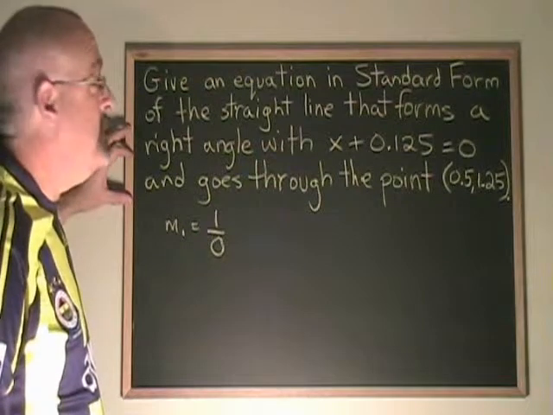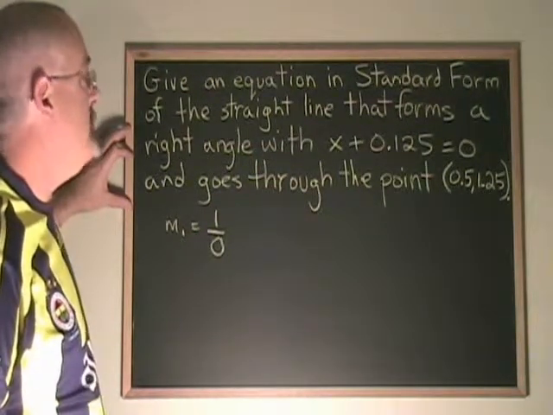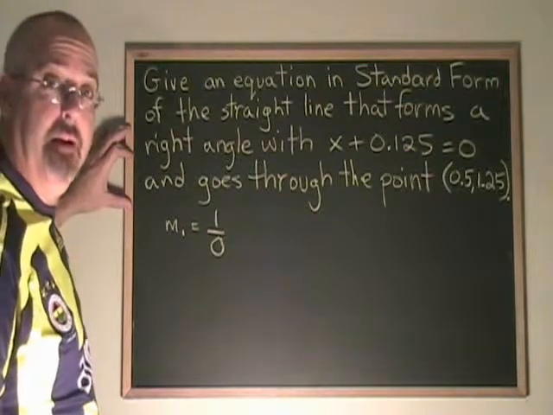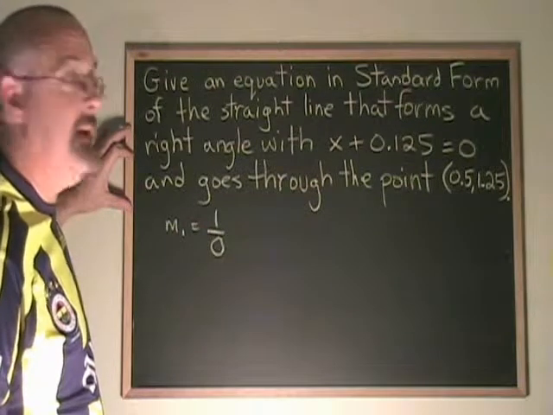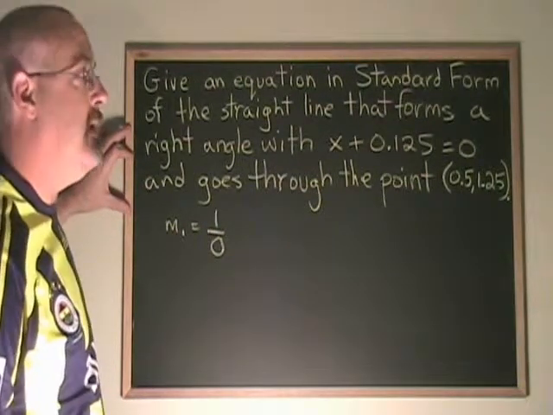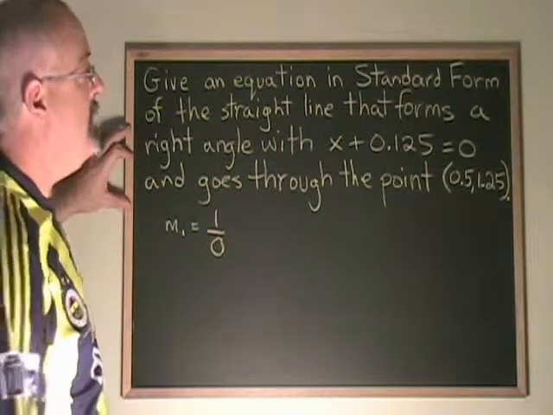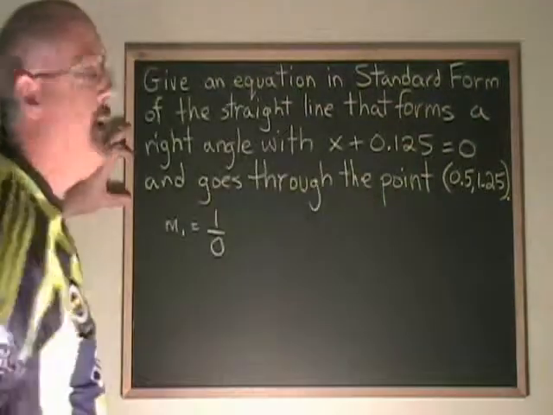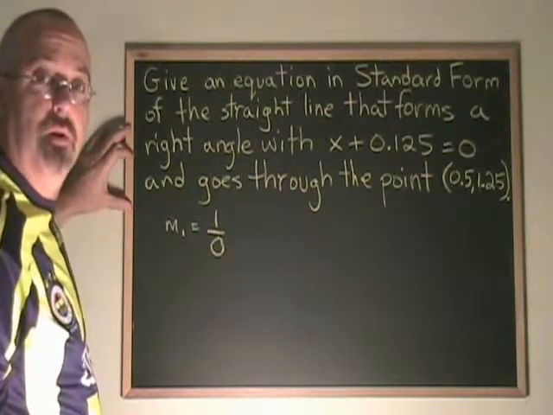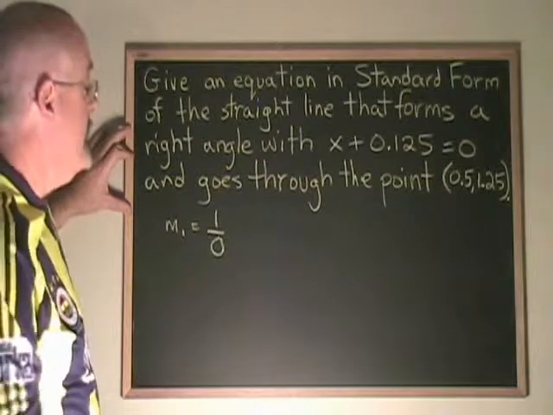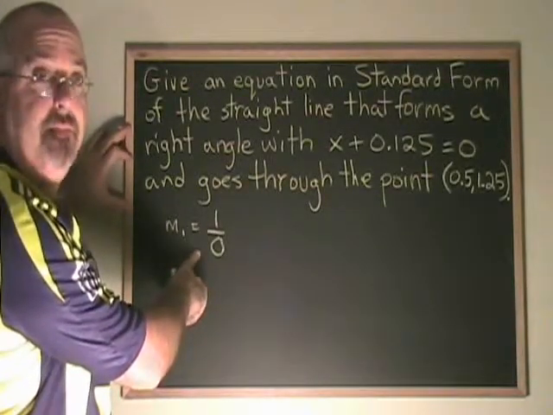In this example, we are being asked to give an equation in standard form of the straight line that forms a right angle with, and is therefore perpendicular to, the line x + 0.125 = 0, and goes through the point (0.5, 1.25). We can tell when we look at the equation of this line, there is no y, therefore it is a vertical line, and its slope is going to be undefined. The easiest way to express an undefined slope is with the fraction 1 over 0.